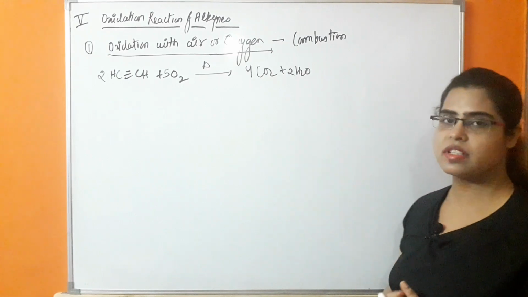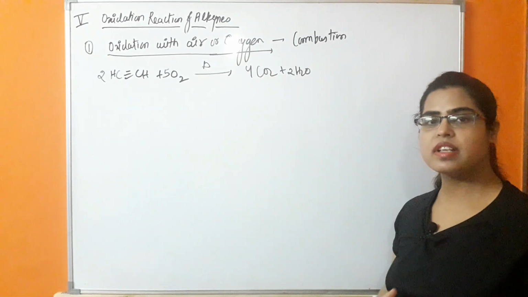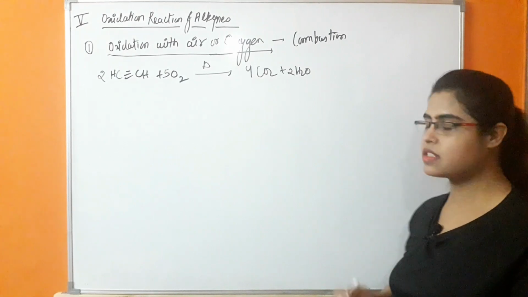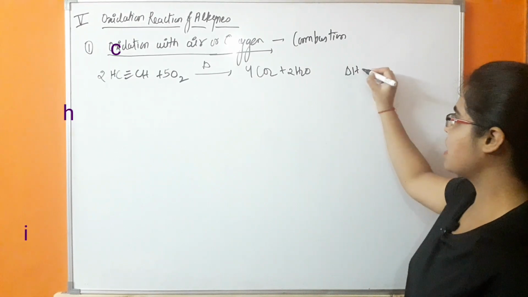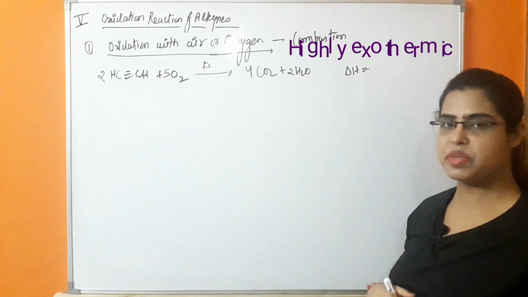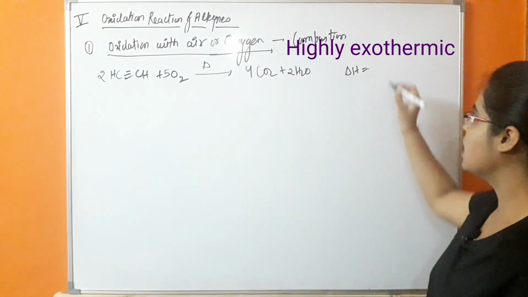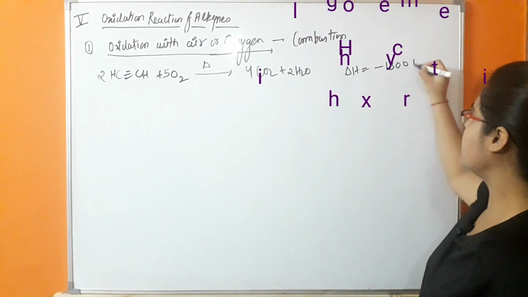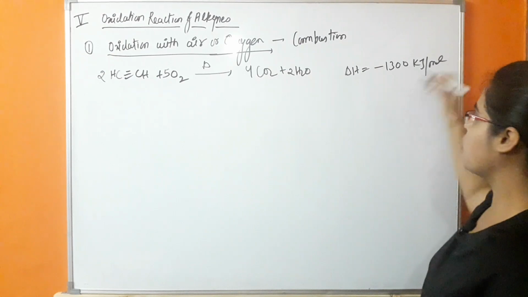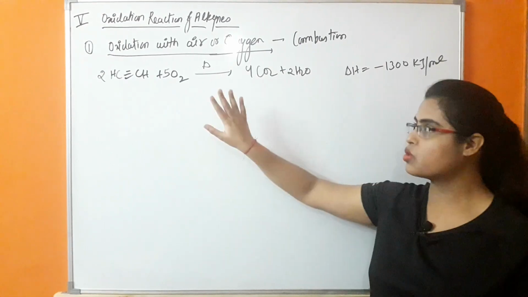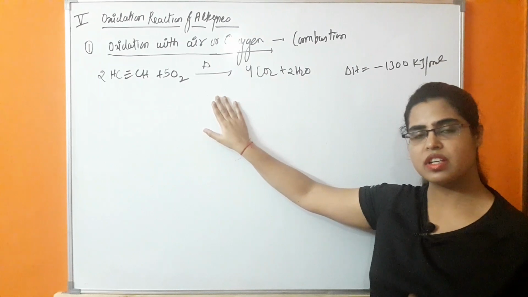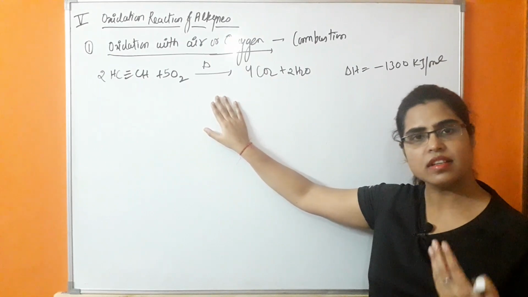This reaction is highly exothermic. So in this, a large amount of heat is released. How much heat is released when acetylene is combusted in the presence of oxygen? Around 1300 kilojoule per mole of energy is released. So this is a highly exothermic reaction. In this, a large amount of heat is released.